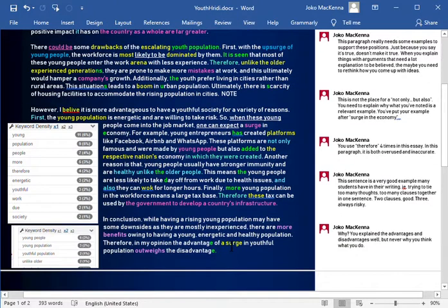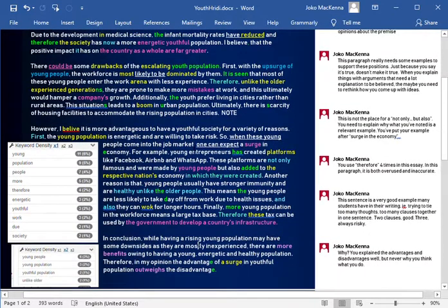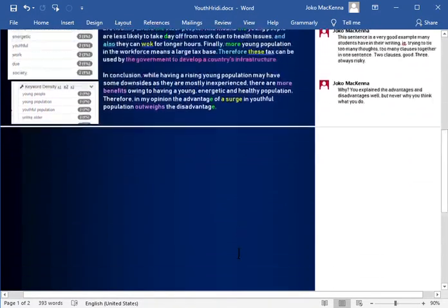Well, why? You explain the advantages, you explain the disadvantages, but you never said why you think these advantages are more significant, have a greater impact, are better for the country. Some countries, again, we never mentioned some countries. It was sort of like everywhere, and that's also not. So you never explain why you think what you do. Okay, is that it? That's it.